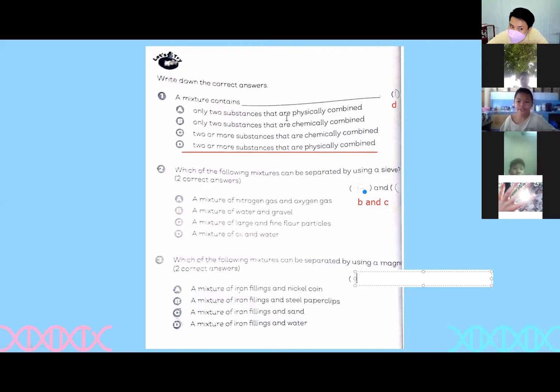A and B. Okay, so A, a mixture of iron fillings and nickel coin, a mixture of iron fillings and steel paper clips, a mixture of iron fillings and sand, a mixture of iron fillings and water. A and B. Are you sure? A and B? Yeah. Sure?